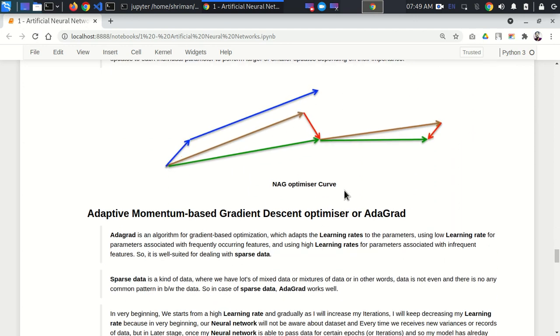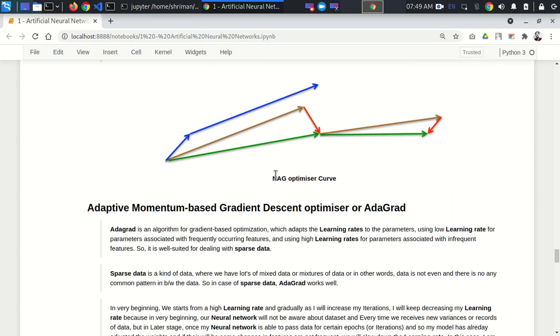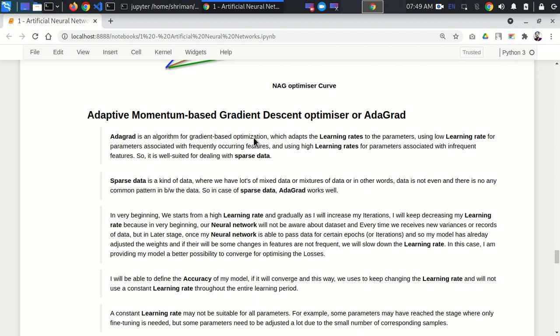And again, guys, after this NAG optimizer, all of these optimizers are available as functions. You can directly use all of those things by importing them from the Keras library or maybe the TensorFlow library, and then they will get used. Now there will be AdaGrad. Its name is Adaptive Gradient Descent Optimizer, or AdaGrad.